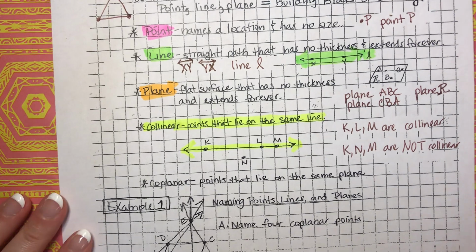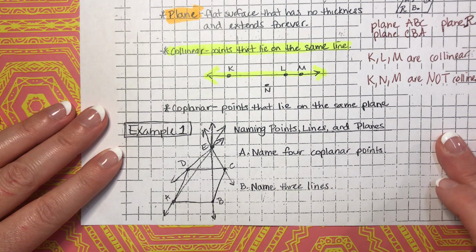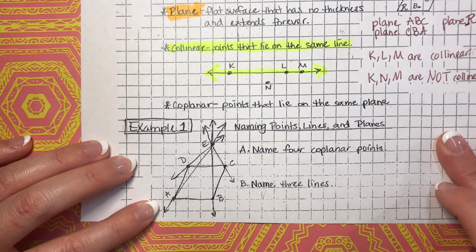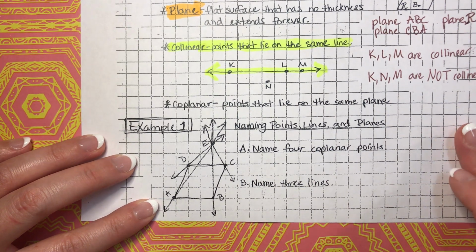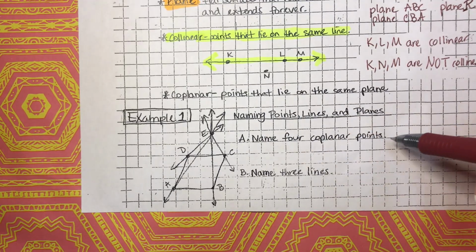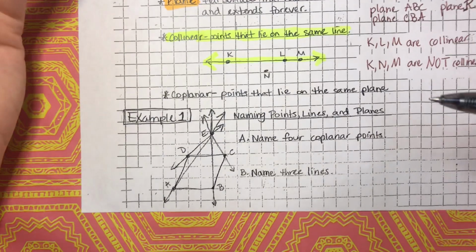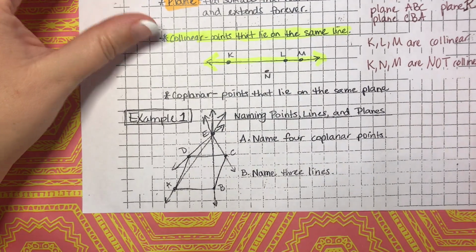All right, let's go ahead and talk about our first example. So in this example, example number 1, we're just going to be looking at this figure and naming points, lines, and planes. So the first thing we're going to do is name 4 coplanar points. So 4 points that are in the same plane. So let's look at it. What are 4 points that are in the same plane?